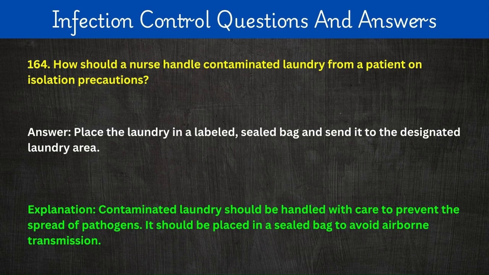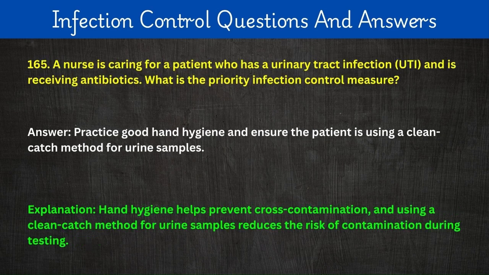164. How should a nurse handle contaminated laundry from a patient on isolation precautions? Answer: place the laundry in a labeled, sealed bag and send it to the designated laundry area. Explanation: contaminated laundry should be handled with care to prevent the spread of pathogens. It should be placed in a sealed bag to avoid airborne transmission.